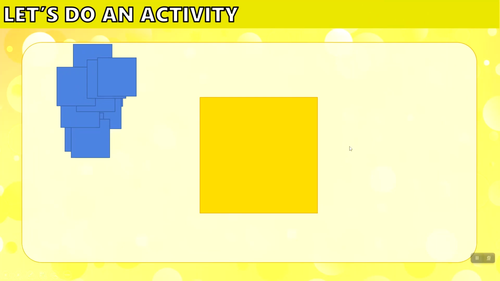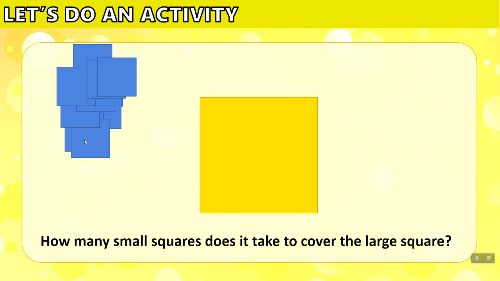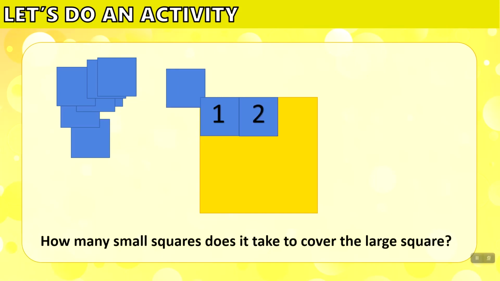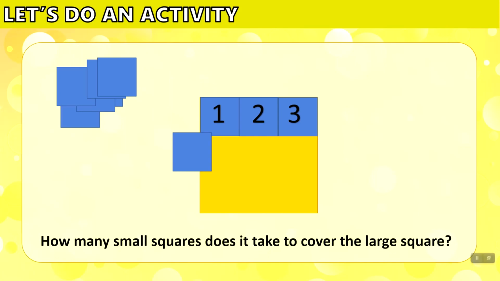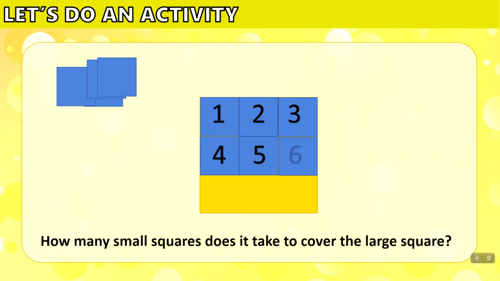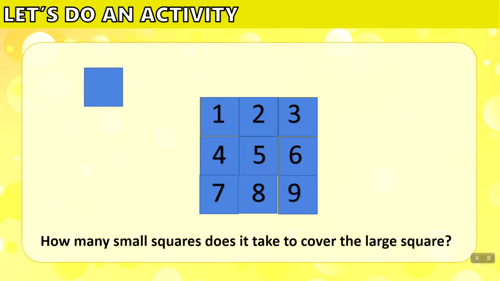We have one large orange square in the center of the screen, and we have smaller blue squares off to the left. Let's see how many small squares it takes to cover the large square. There's 1. There's 2. 3. 4. 5. 6. 7. 8. 9. It takes 9 squares to cover the large square.